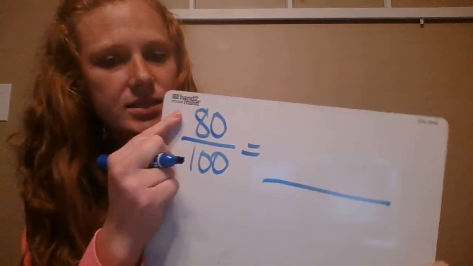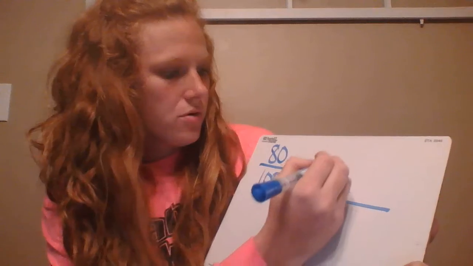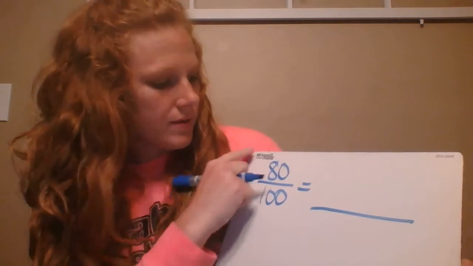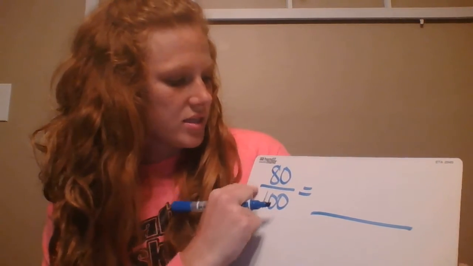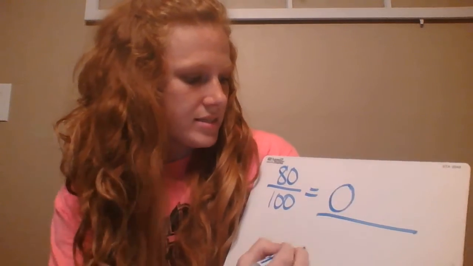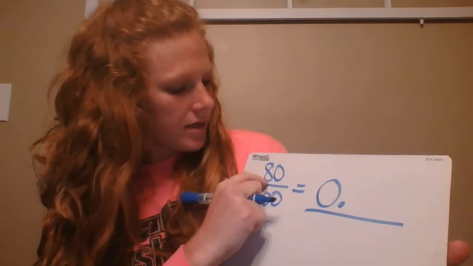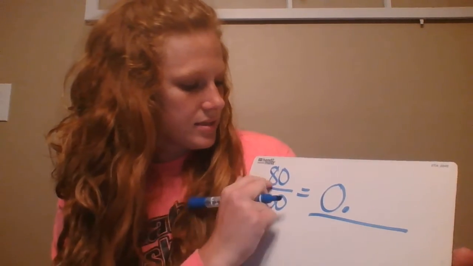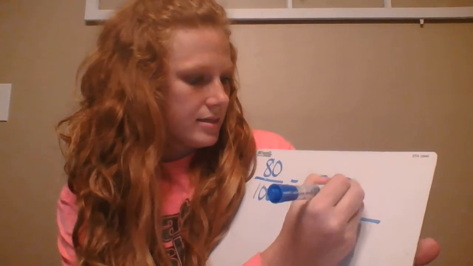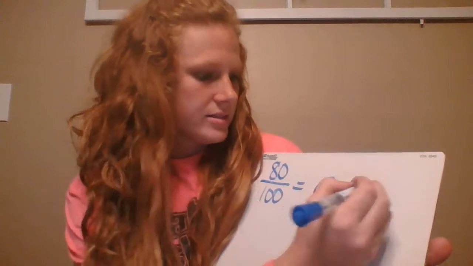Alright, we have one more to do together. 80 hundredths. They wrote this as a fraction. So some of you may be tricked by this. So first we have to look and see if there's any whole numbers. There's not, so I write my 0 and I put my point. Then I look and see the tenths place. There are 8 and there is 0 hundredths.